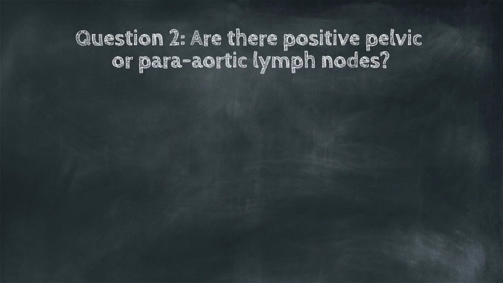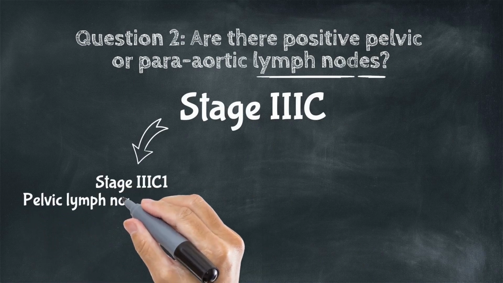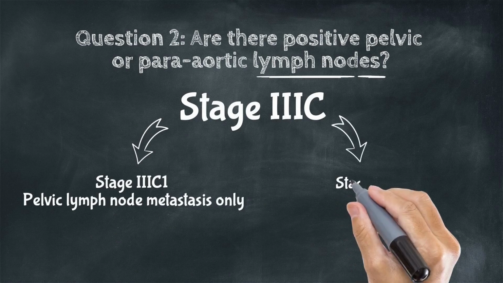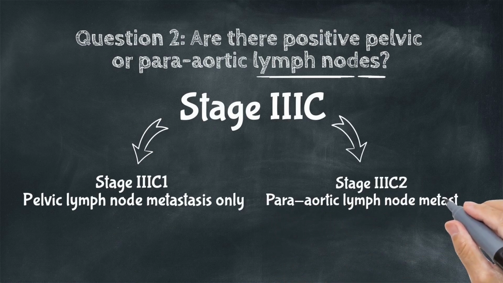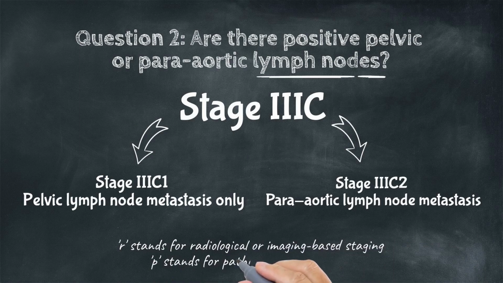Question 2. Are there positive pelvic or periaortic lymph nodes? This is your second filter. The 2018 revision made lymph node involvement a game changer. If nodes are positive, you're in stage 3C territory regardless of tumor size or local extent. And this includes 2 substages, stage 3C1, which means spread to pelvic lymph nodes only, and stage 3C2, which means periaortic nodes are involved. And don't forget to add the notations R or P.